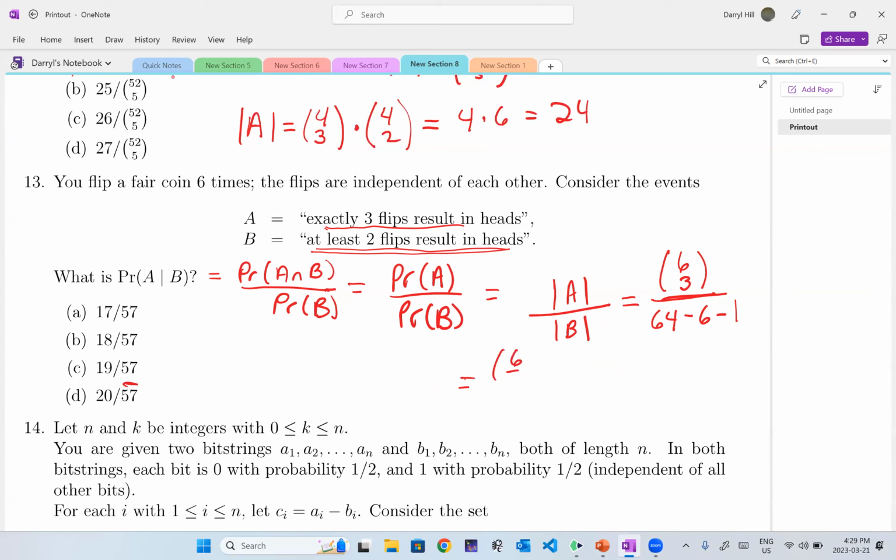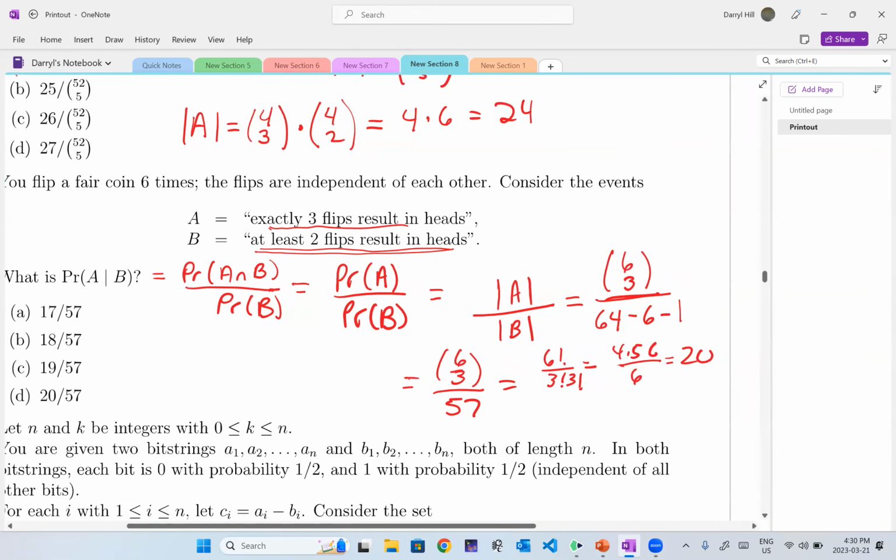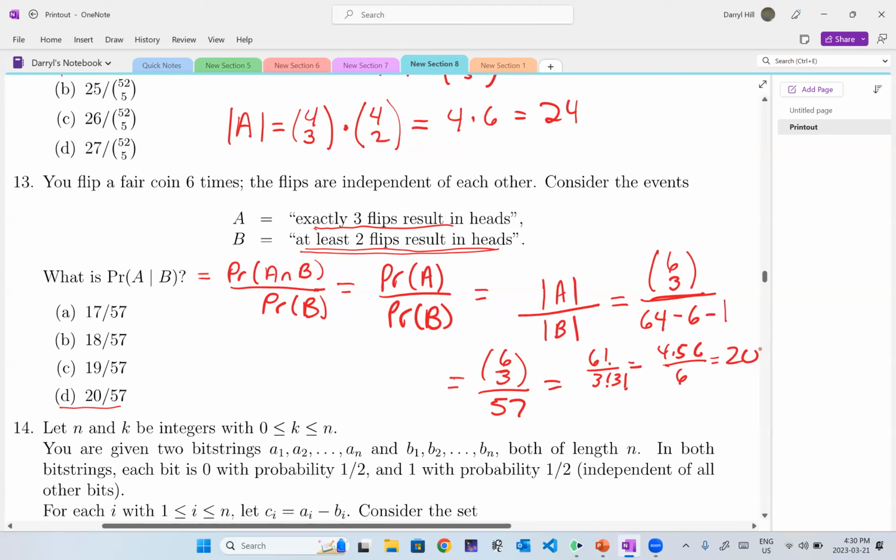So this is 6 choose 3 over 57. 6 choose 3 is, I forget off the top, what is it, 20? 6 factorial over 3 factorial, that equals 4 times 5 times 6 over 6. Yeah, so it's 20. So then the answer here is D.